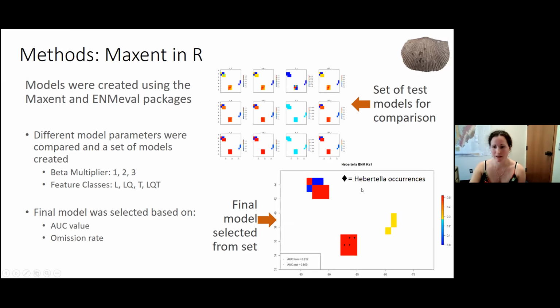We can see that in this particular example for Hebertella, the occurrence points all do plot in areas of high species fitness. Once again, that's represented by warmer colors, and they are not plotted in areas with the low species fitness.